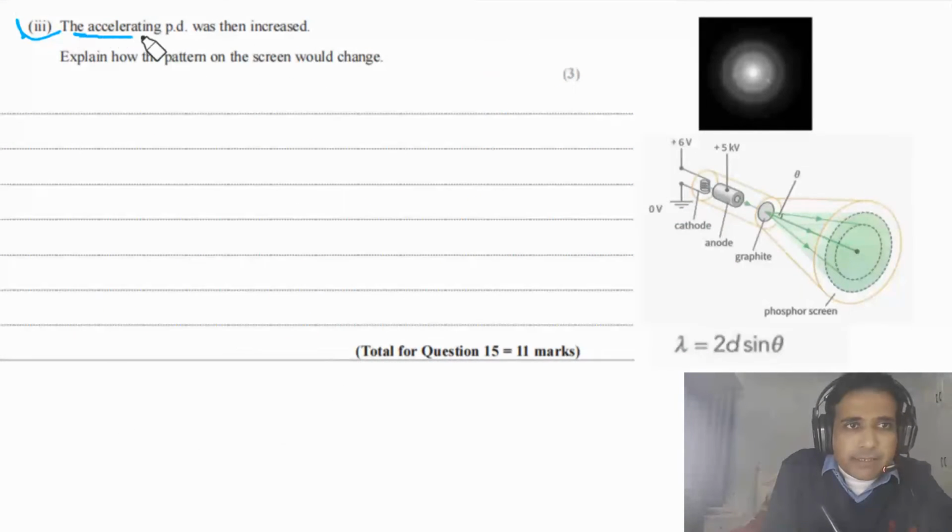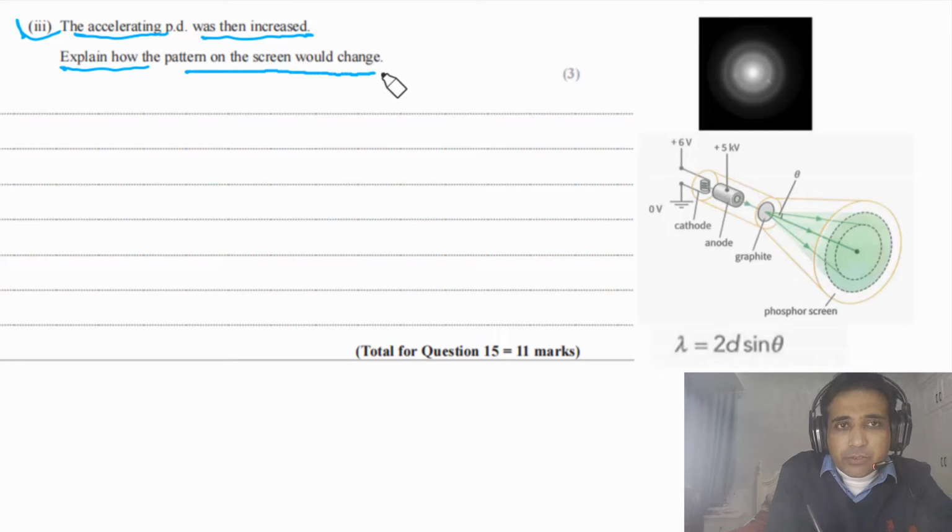Third part says the accelerating PD was then increased. Explain how the pattern on the screen would change. It means how this pattern will change if we increase this PD, the potential difference between cathode and anode. If we change this, how will the pattern on the screen change?